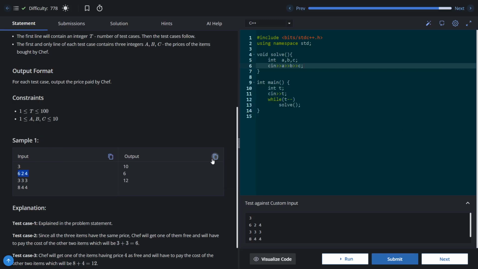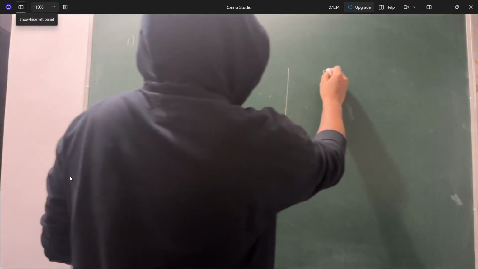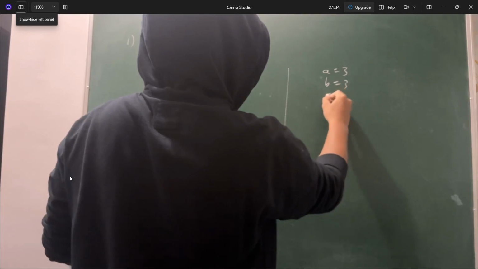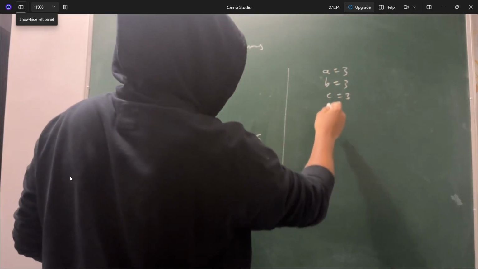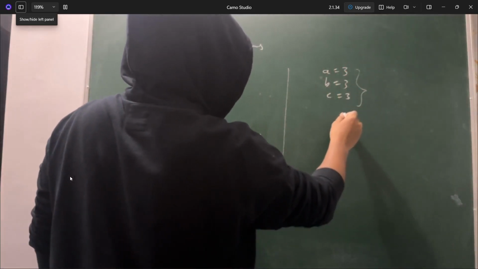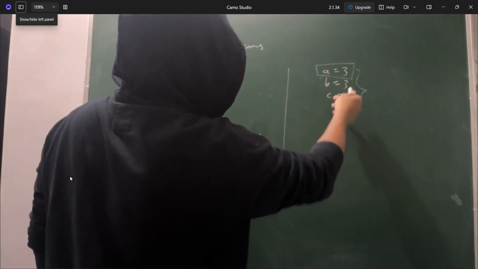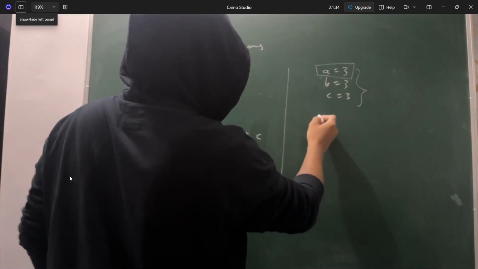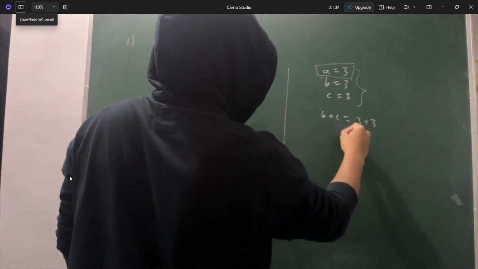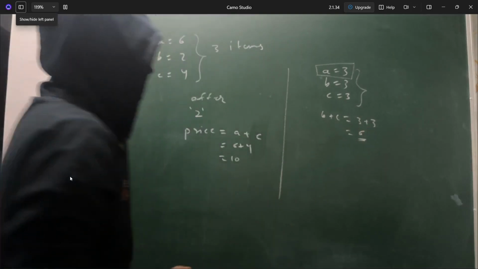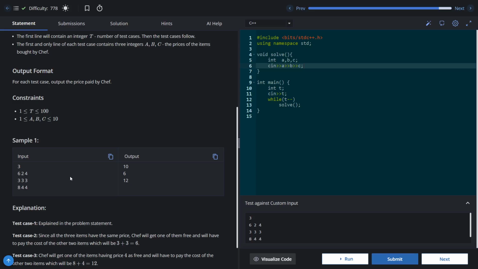Let's try to understand the second example. We have 3, 3, 3. We have A as 3, B as 3, and C as 3. So in this case, the prices of all items are the same, which means the minimum is any one of them, so the total price that he'll be paying is only B plus C, you can think of. So which is 3 plus 3, which is 6. So only 6 rupees he'll be paying.